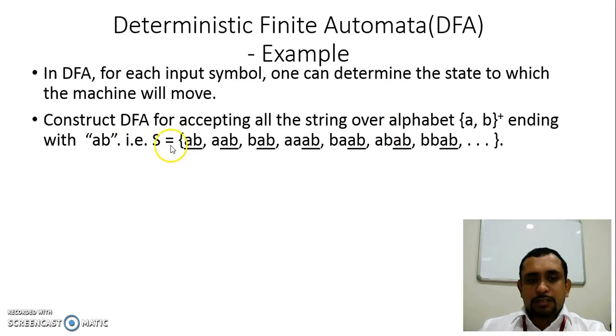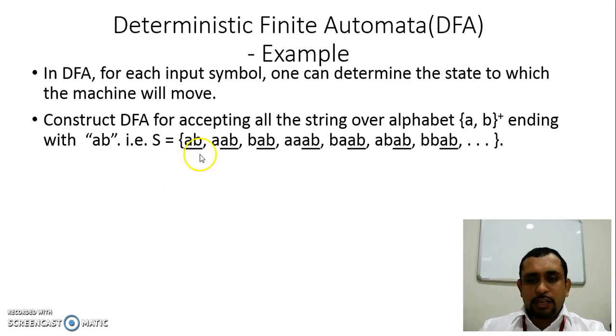A sample set is given here. Let's say capital S is the set of strings from this given description. We can have different strings like AB. Here we are assuming that this AB is preceded with nothing, in other words, epsilon. Here we have a single A followed by AB, a single B followed by AB, and so on. So basically every string which ends with AB must be accepted by this DFA which we are going to construct.